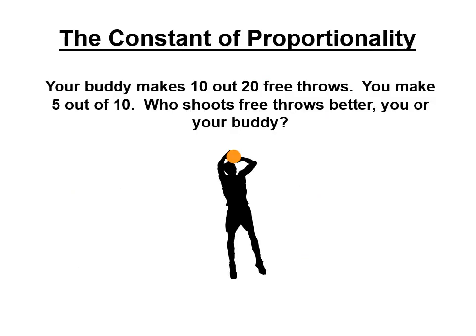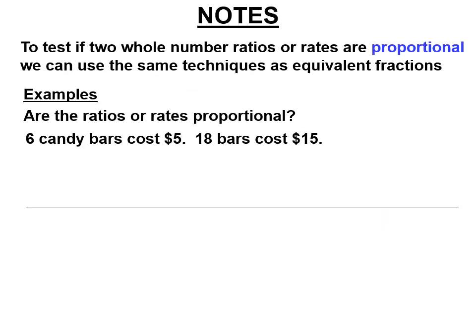Right? So your buddy makes 10 out of 20 free throws, and you make 5 out of 10. Who's better at shooting free throws? You are both the same. 10 out of 20 is not better. Your buddy made more free throws, but he also missed more. He missed 10. You both made half of them. You are equivalent. One is not better than the other. All right, so that is called a proportion.